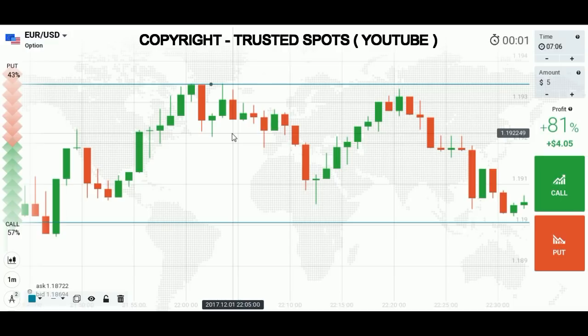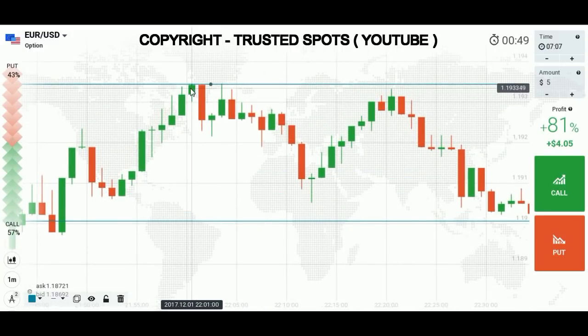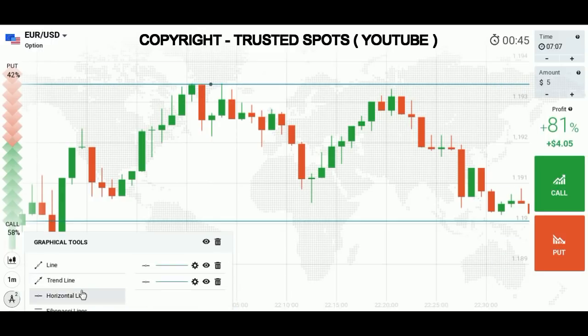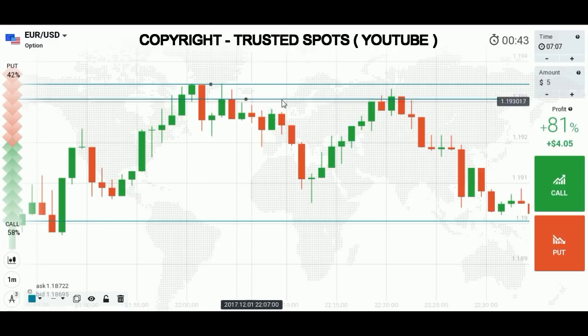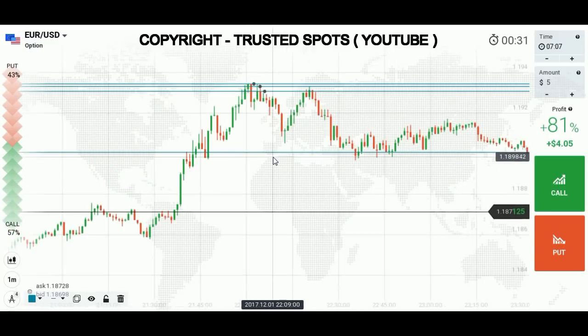But there is a slight difference in how to select the correct SNR. You can't imagine that the whole world will think that this exact level is a resistance. For some people this can be a resistance, for some this, for some this. The exact points will change, but this whole area will be a resistance.